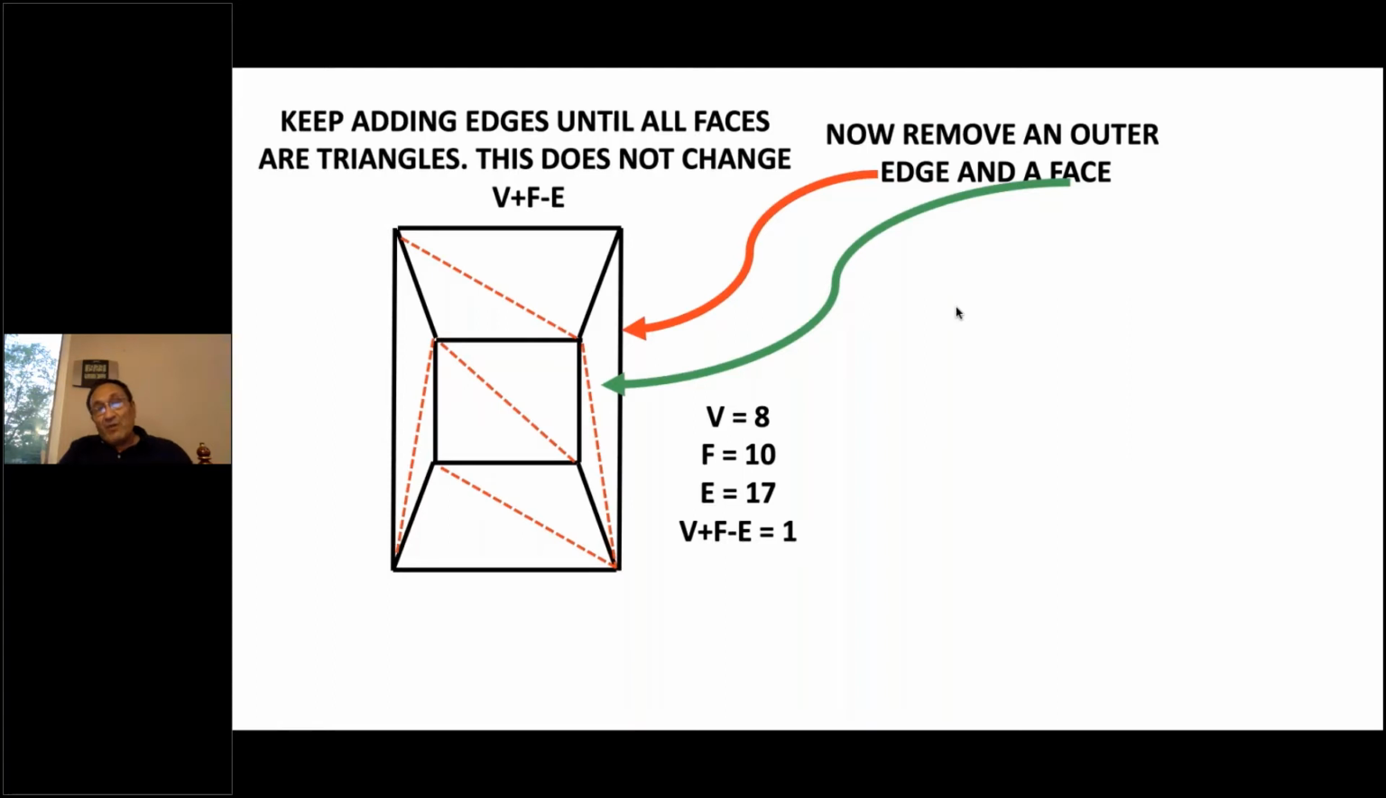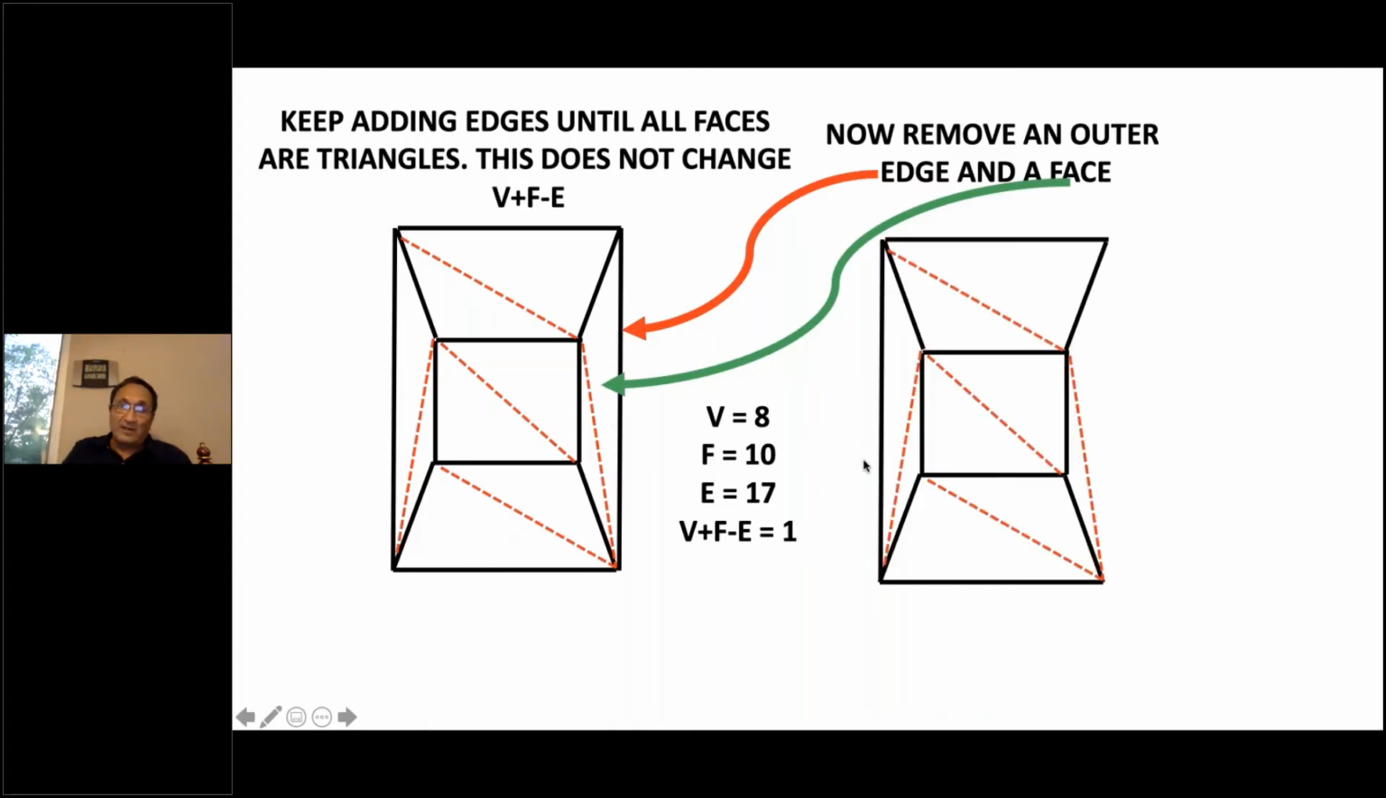Okay, so now once we are done making everything into triangles, we can start removing triangles. The first thing we do is we remove the outer triangles. So we remove an edge and we remove a face. And you can see that if you remove an edge and remove a face, that doesn't change V plus F minus E because you've removed a face and an edge, and that F minus E will remain the same.